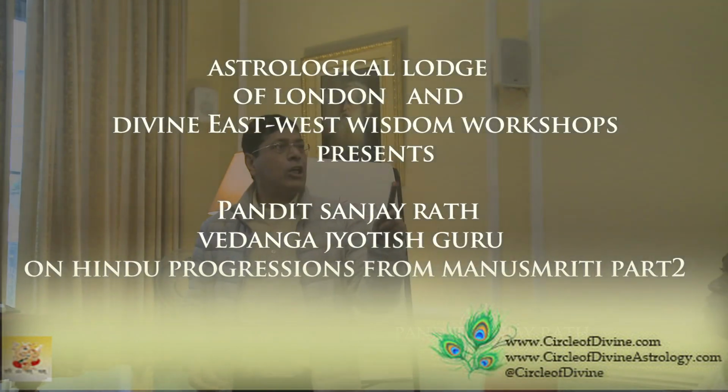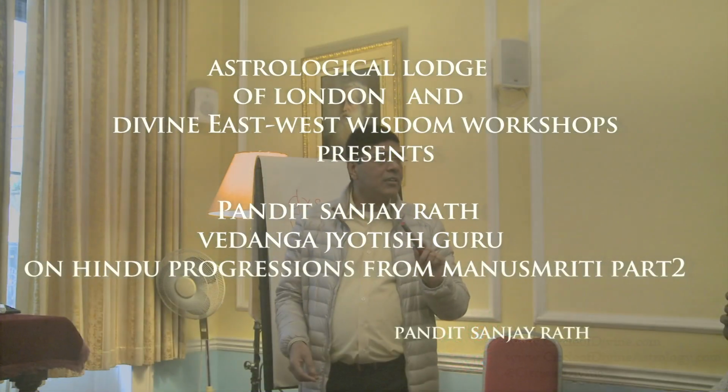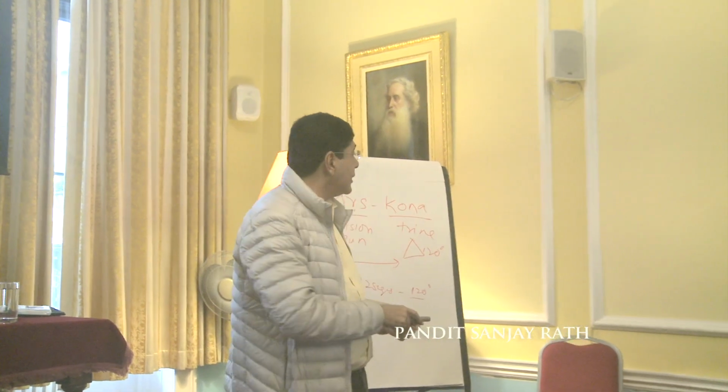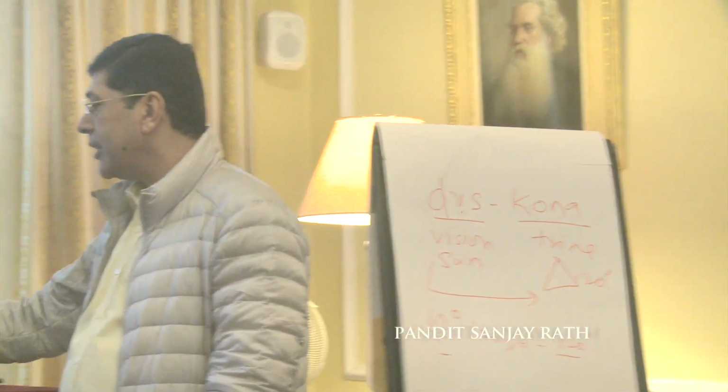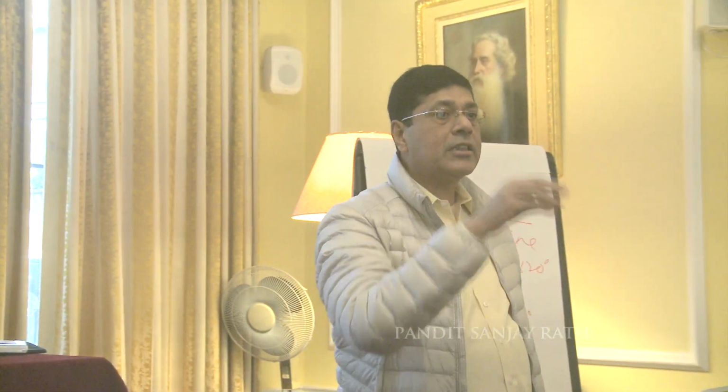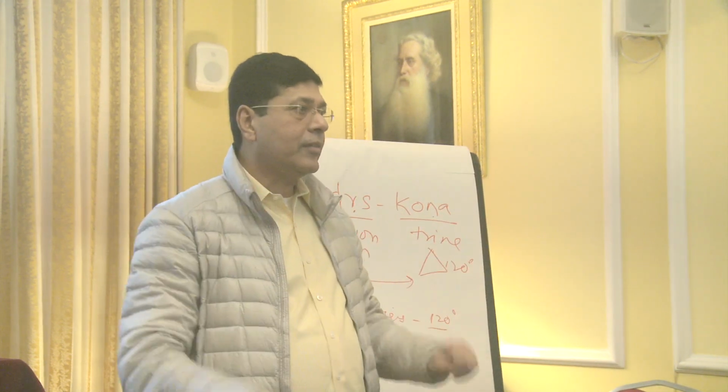So let's not get caught up with those foolish things, those games, and focus that yes, this 10 degrees is very, very important. How am I going to use this? Now, for that we go to Parashar. He says, if I take a sign and divide it into 3 parts, the first decan or the first dekana is in the same sign, the second one is in the 5th, and the third one is in the 9th.